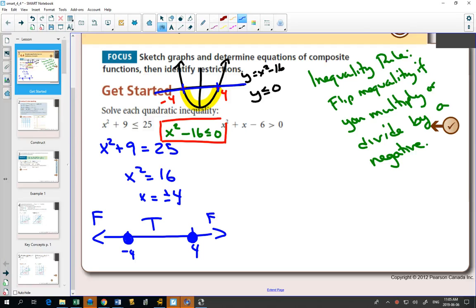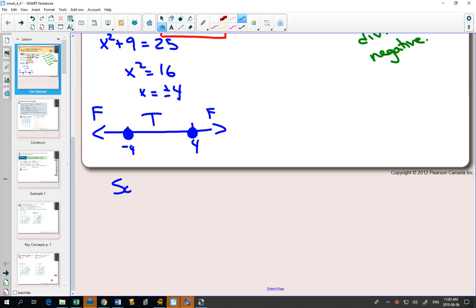We finally would write our solution as an interval from -4 to 4, with square brackets because the values are included. Or you could write this in set notation, that x is between -4 and 4.